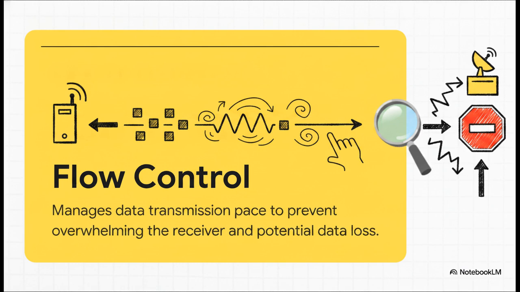The receiver's CPU has to actually realize there's a gap, issue a retransmission request, and then the sender has to go locate that specific packet in its memory and send the whole thing all over again. It's a massive pain. It creates huge CPU overhead and cascading network delays. Flow control steps in and stops that chain reaction dead in its tracks.